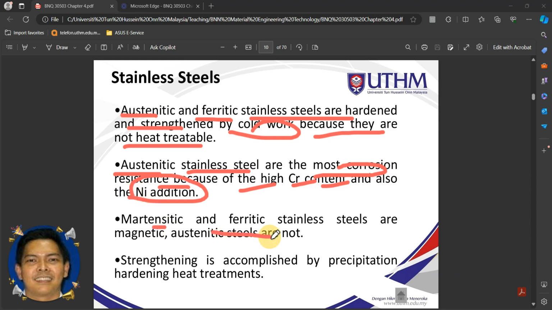Martensitic and ferritic stainless steels are magnetic. Austenitic steels are not. Strengthening is accomplished by precipitation hardening heat treatment.